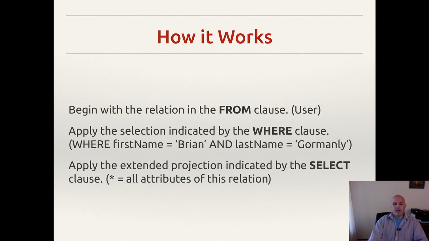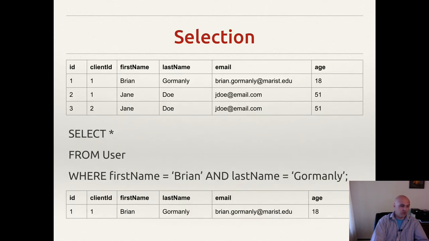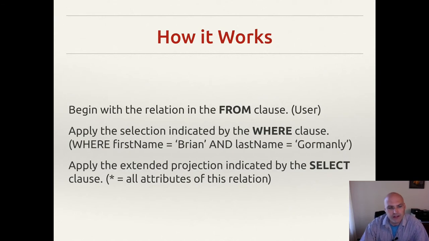The first thing that the database management system actually does when it reads this piece of SQL is that it gets whatever relations are in the from clause. Right now we only have one, so that's user. So it goes to that relation, which is at the top of our screen here, and it grabs the whole thing. The next thing that it does is it applies the selection that's in the where clause. So that where first name equals Brian and last name equals Gormanley basically iterates through each one of the tuples, applies this, you can think of it as applying an if statement, and if the conditions are true, then it keeps that tuple. The last thing that it does is then apply the projection indicated in the select clause.